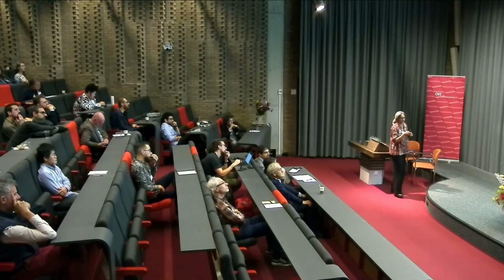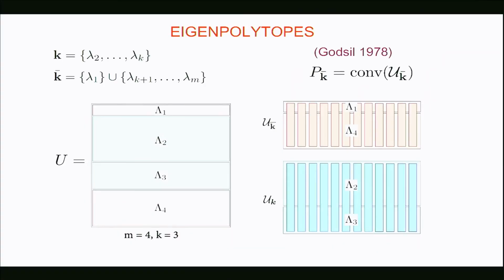So this is the recipe. We take the part of this matrix that we don't want to average, put it together in a matrix, and then take the columns, convexify. That's the polytope, okay? So now let's see an example.